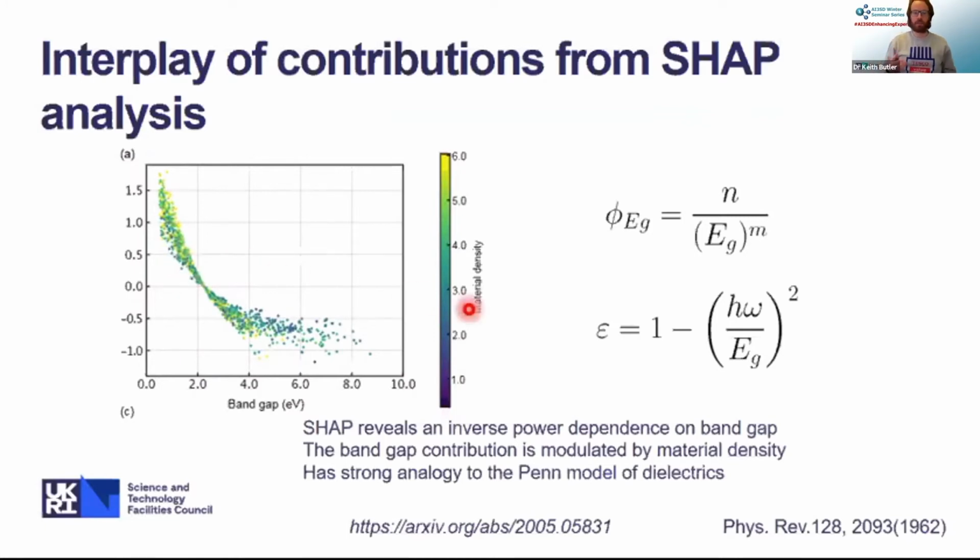And it's really neat because then we can actually go and compare this to the classical analytical models that exist for dielectric constants. The example I give here is the Penn model, and you see a very similar functional relationship. So we've got some kind of inverse power law for the band gap, how the band gap contributes to, well, in this case, it's the Shapley value, but it's a proxy for how it's contributing to the dielectric constant. And you see similar behavior in the Penn model.